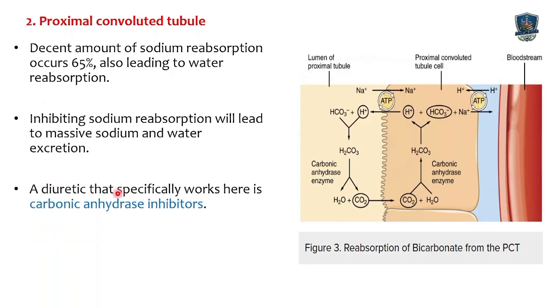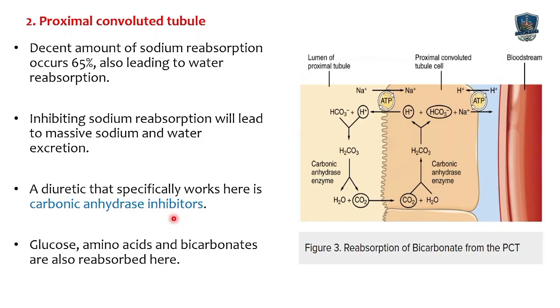So a diuretic that specifically works here is a diuretic that inhibits this enzyme, the carbonic anhydrase inhibitor. And I've told you guys that the drug is called acetazolamide. I will explain later on how it works and the indications and contraindications of using a carbonic anhydrase inhibitor. Apart from all of this, you have to remember that glucose and amino acids are also reabsorbed in the PCT, and bicarb, as I have explained.